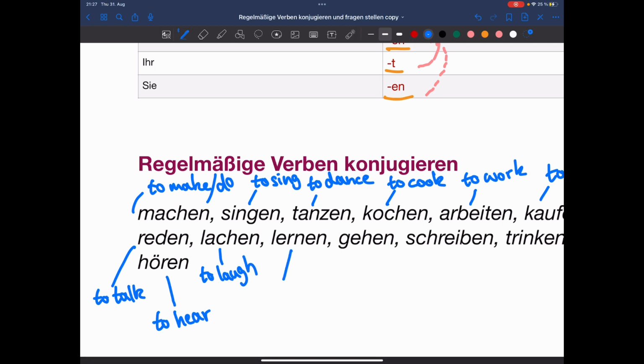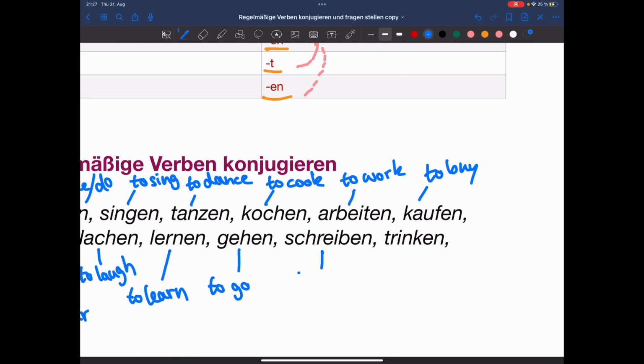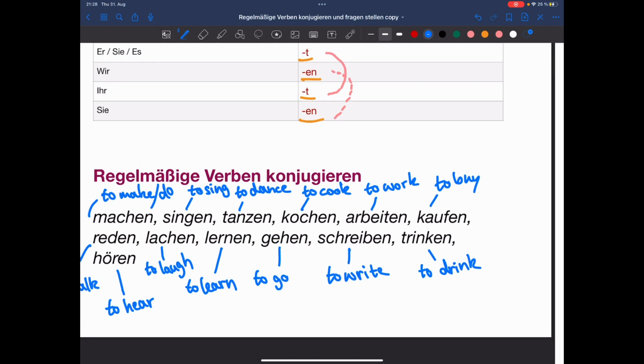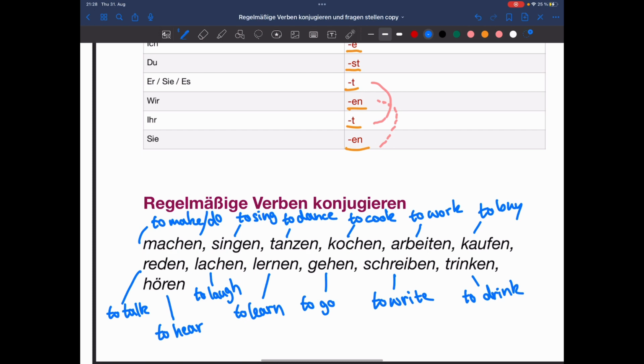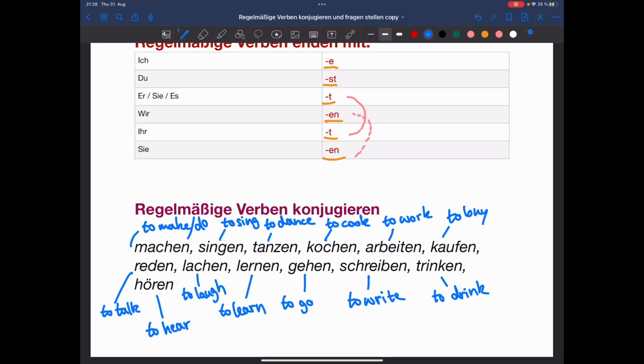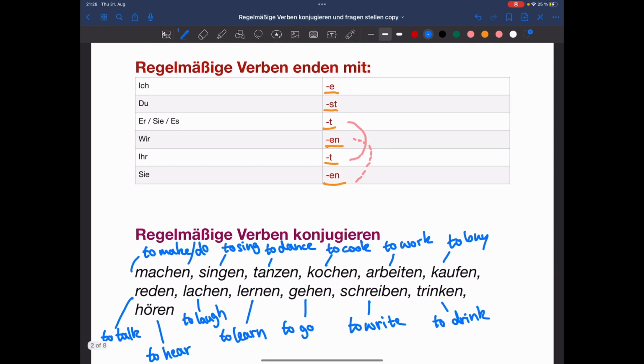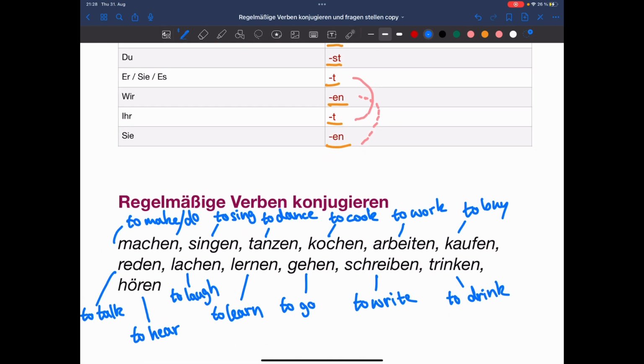And lernen, which means to learn. Gehen, which means to go. And schreiben, which means to write. And the last one, trinken, which is also similar in English, to drink. Okay, perfect. Now we have a list of all these verbs and we translated them into English. Now I just want to quickly go through them and find the verb stem, because we need the verb stem in order to find which ending we can use to conjugate them.